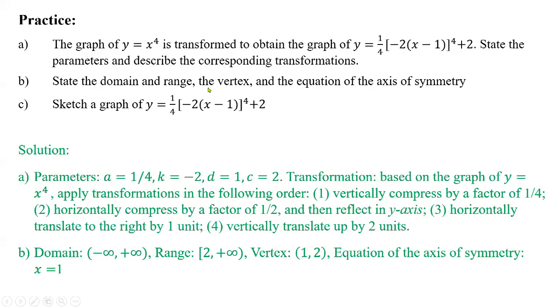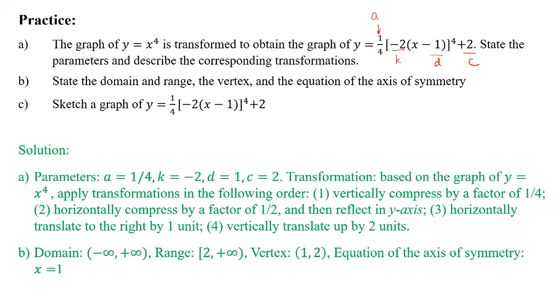Okay, first of all, what are the parameters? So this is our A, right? A is 1/4, and this is our K. K is -2, and C is +2, and D is 1, right? So the corresponding transformations are based on the graph of the original function, applied in the following order.